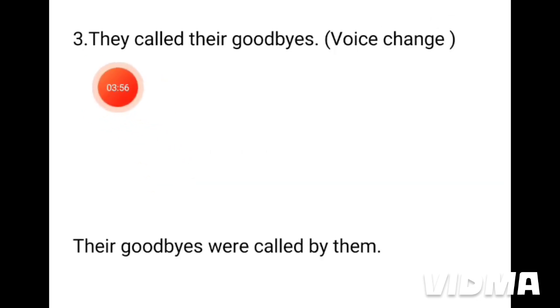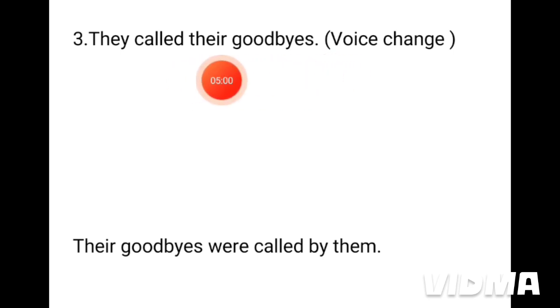Look at this sentence. They called their goodbyes. This has been taken from the prose The Eyes Have It. Actually, the couple, when they came to see off the girl passenger mentioned in the prose, the couple calls their goodbyes. Here, they means that couple, whom the author assumed the parents of that girl passenger. Now, they is the subject here. Called is the main verb here. Their goodbyes is in the plural form, and this is the object here.